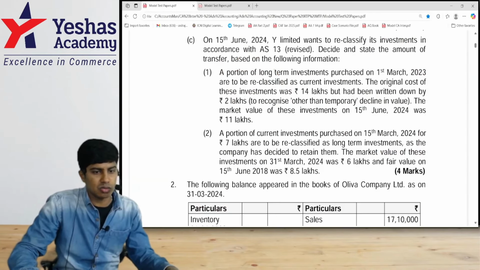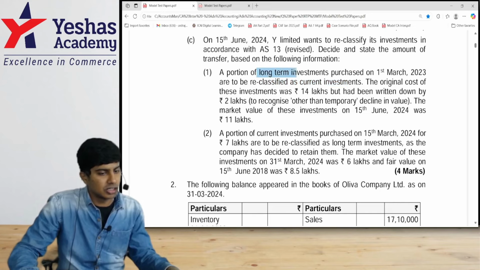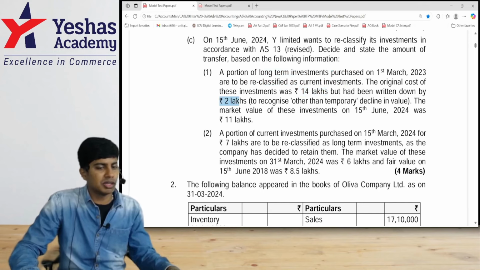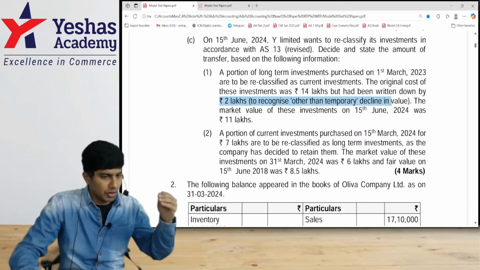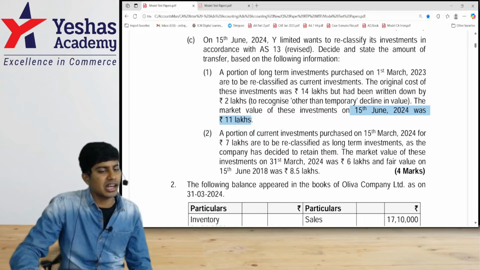Okay, in this case, what is the reclassification that's happening? A portion of long term investments purchased on 1st of March 2023 are to be reclassified as current. It is initially classified as long term. Now it is to be changed to current. Original cost is 14 and written down by 2 lakhs because the decline is other than temporary. So if you write down by 2 lakhs, what will 14 become? 12. The market value of this investment is 11.